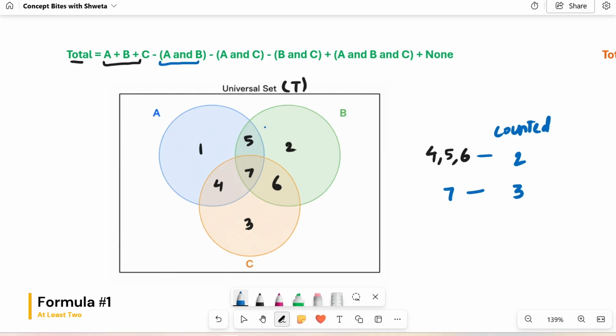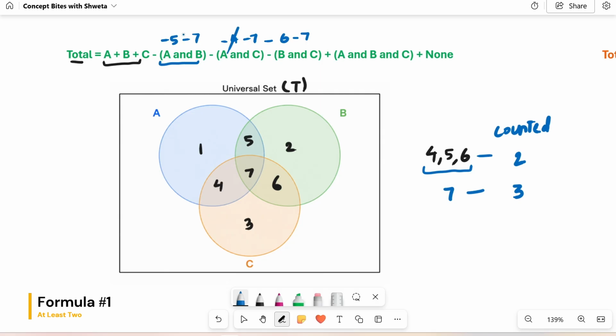No, it's A and B, which means it is subtracting region 5 and region 7. Same way, A and C is subtracting everything that A and C have in common. So you're getting rid of 4 and 7. Finally, B and C means when you subtract that, you're getting rid of 6 and 7.